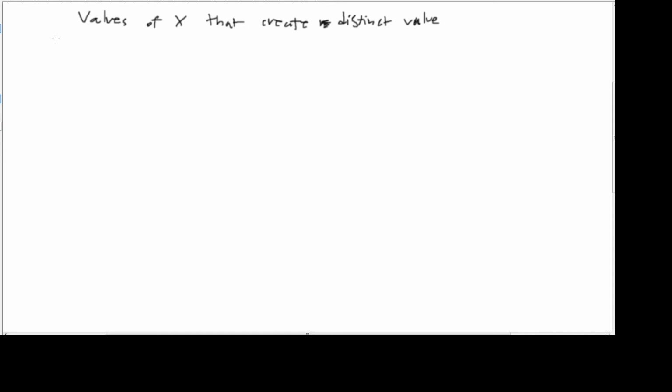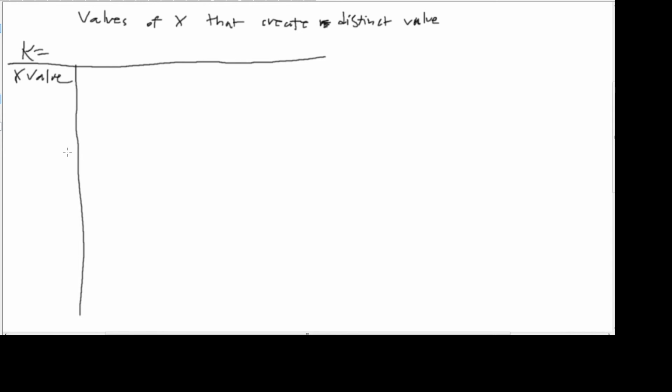So first of all, we're going to have the k equals term up here. Now we just want to have x value down here. So we have k equals 2, 3, 4, 5, 6, 7, 8, 9, 10. So now you just want to find the divisors to each of these x values.